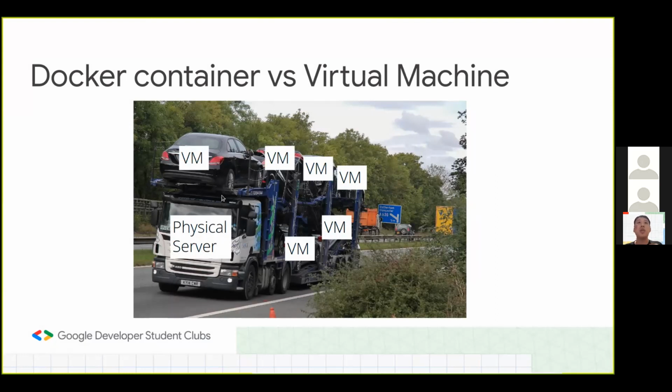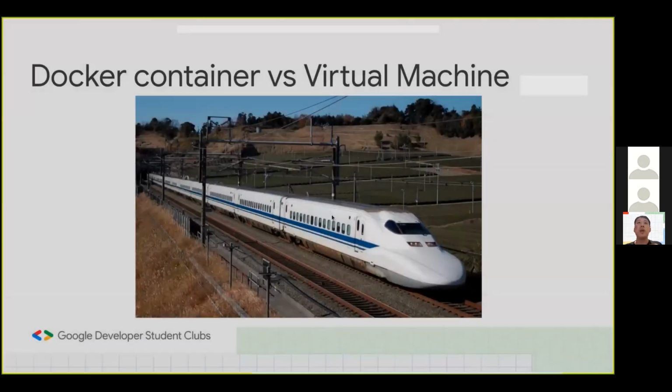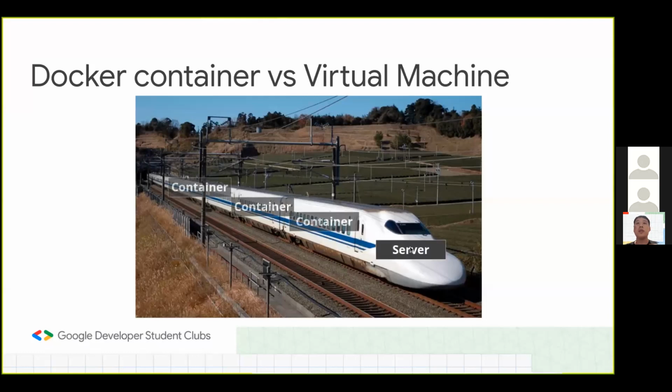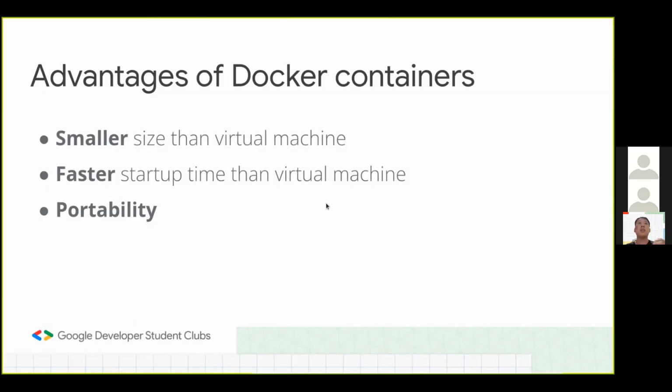Because each VM can run on its own, right? And you can see how heavy it's going to get, okay? It's compared to a Docker container, right? So if you have a server and you mount all these containers to a server, it's going to be real fast. Even though each container cannot run on its own, it's very lightweight and very fast. So the points to take note of are that Docker containers are much smaller, much faster, and much more portable compared to a virtual machine. So these are the benefits of using containers.